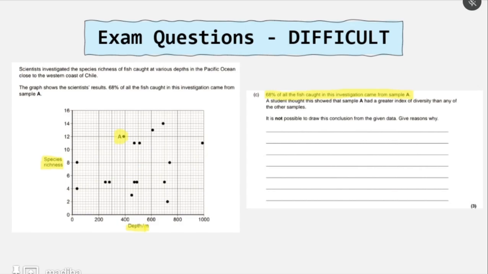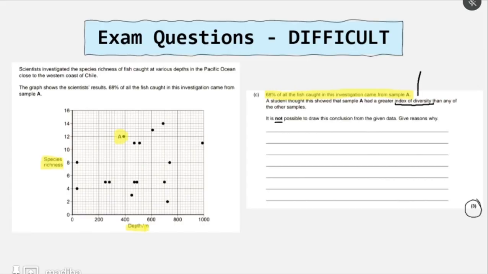One student said that this showed that sample A had a greater index of diversity than any of the other samples. And now the question is saying it's not possible to draw this conclusion from the data given. Give reasons why. So you've got 3 marks, meaning you'd give 3 reasons. It is quite a difficult question.